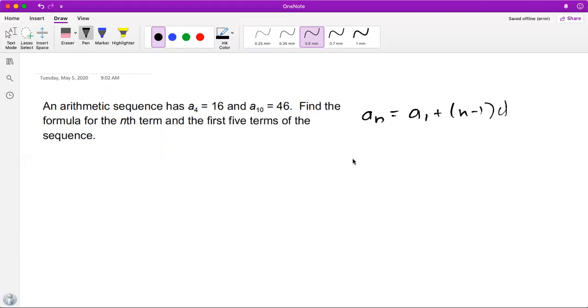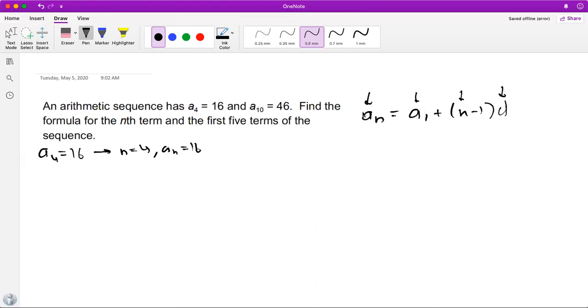One way that I think is pretty straightforward is to plug these in and you'll get a system of 2 equations, which is going to be pretty easy to solve. So what I'm saying here is I know that A4 is 16. So in this equation, I have A sub n, A1, n, and d. There are 4 variables: 1, 2, 3, 4. And given A4 is 16, that tells me that when n is 4, A sub n is 16. So I can use these 2 pieces of information and plug them in here.